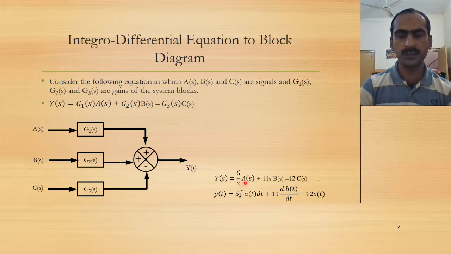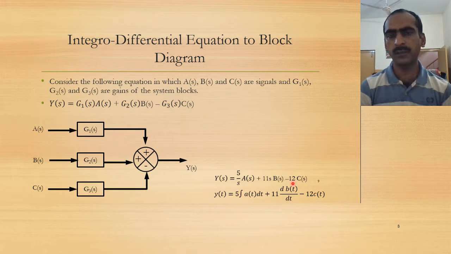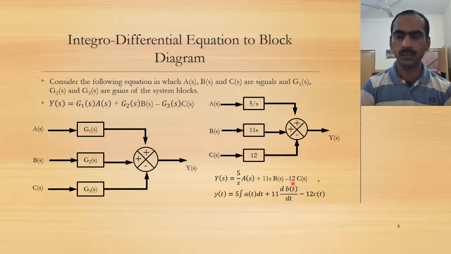And we should see that A(s) over s is an integrator. Then plus 11s B(s). This s means in the time domain it would be replaced by a derivative. So 11 times the derivative of b(t) minus 12 c(t). As being multiplied with a constant in the Laplace domain is the same as being multiplied in the time domain. So how is the block diagram?